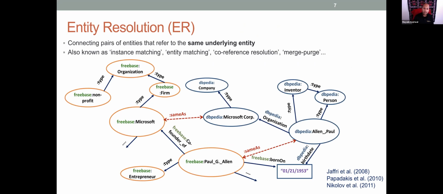So what is entity resolution? Simply put, it is the algorithmic problem of connecting pairs of entities that refer to the same underlying entity. We've already seen some examples here, right? So you have Microsoft, which is the same as Microsoft Corp in DBpedia. You have Paul G. Allen, which is the same as Paul Allen in DBpedia.